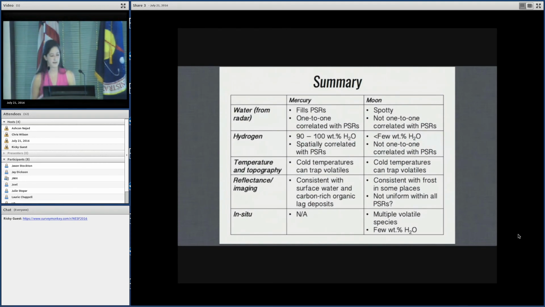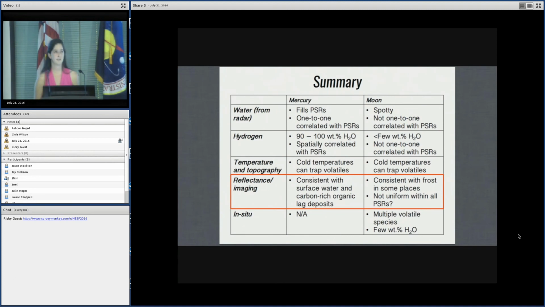So to summarize these different data sets, both bodies have evidence of radar bright data that suggests water ice is on the surface. However, on Mercury, it's always correlated with these regions of permanently shadowed areas that we've mapped, whereas on the moon, there's not a one-to-one correlation. On Mercury, the water ice deposits are a lot more pure. They're nearly 100% water, whereas on the moon, we suspect they're only approximately a few weight% water. Both bodies, though, have these permanently shadowed regions that thermally are able to support water ice on geologic timescales.